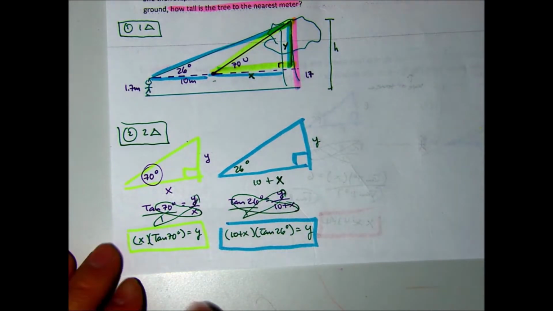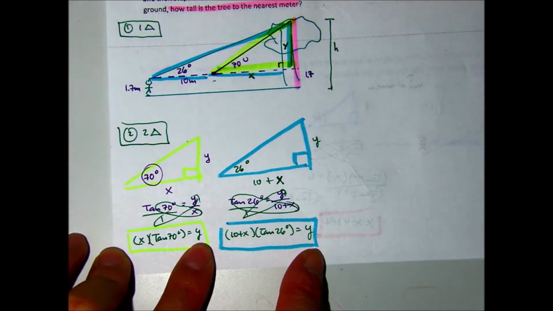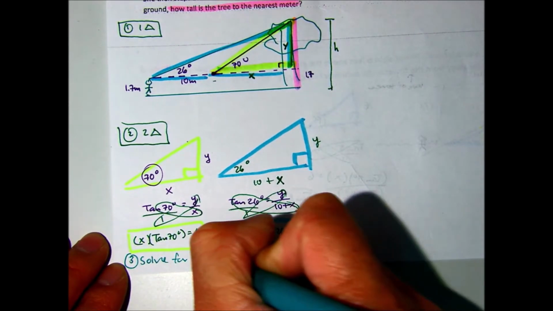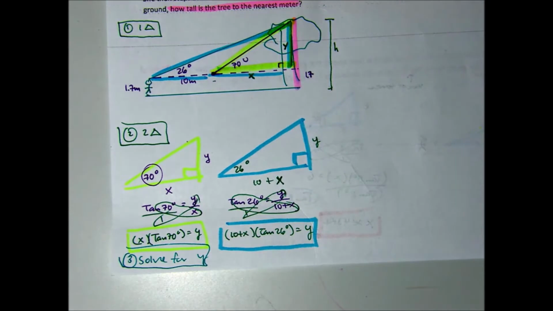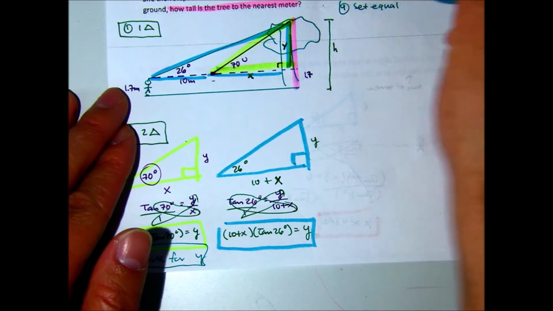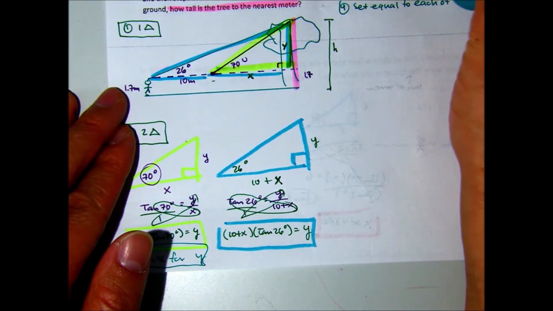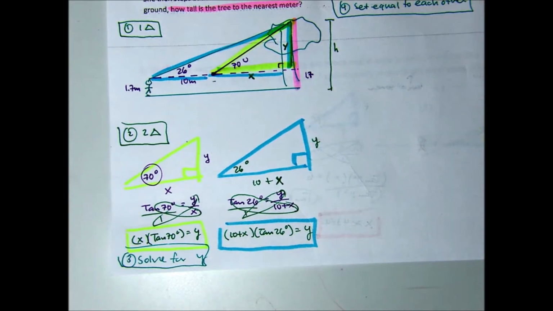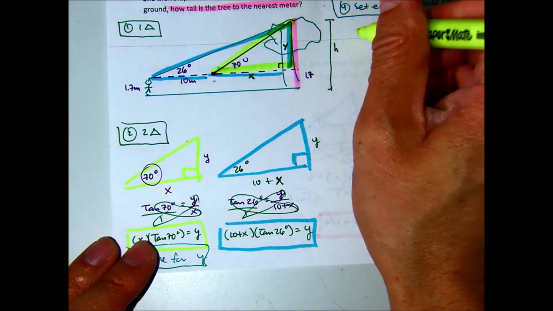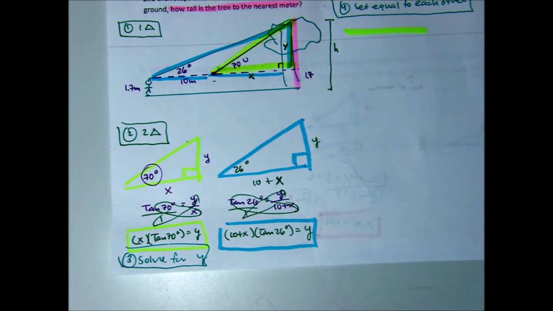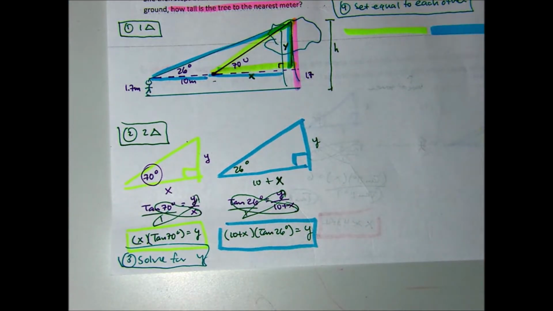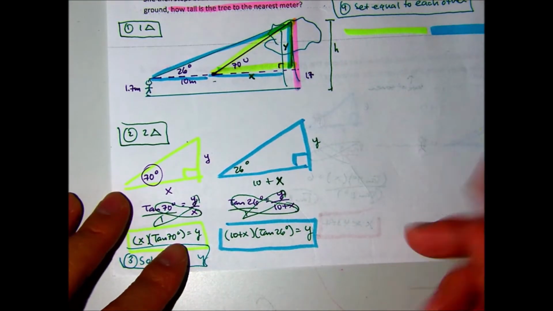So now I have two triangles that are set equal to the same variable. So we can write that. Solve for y, which we did. Let's now set equal to each other. So basically, I'm going to have the yellow equal to the blue. And hopefully I'll show you again why this works.